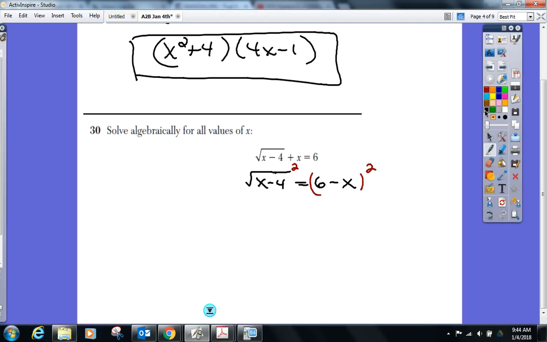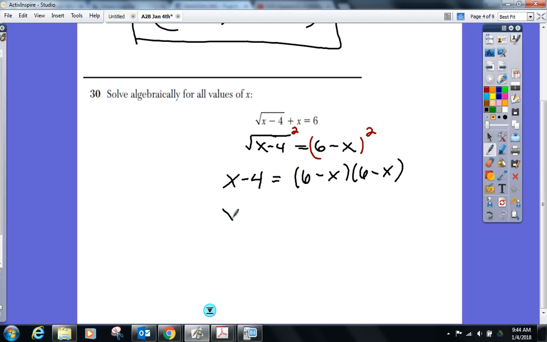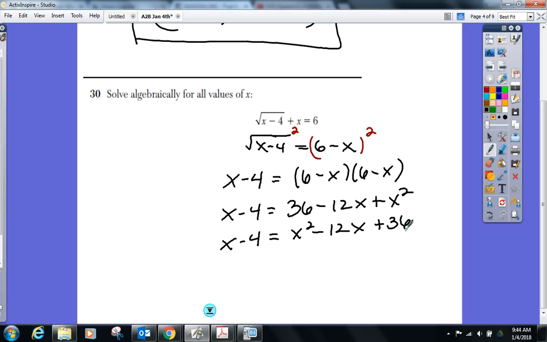So on the left side right now, I have x minus 4. On the right side, 6 minus x, squared. I did this out: 36 minus 12x plus x squared. My OCD kicks in right now. I can't handle the way that looks. I'm sorry, I can't do it. I have to have that x squared in front, 12x in the middle, and the 36. All right, Emma, back to you.